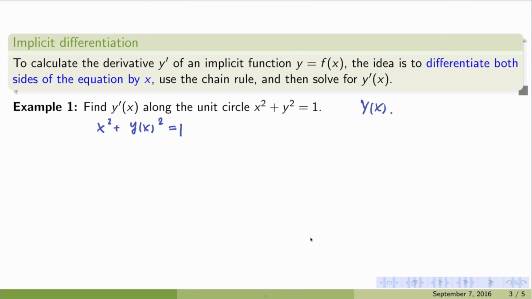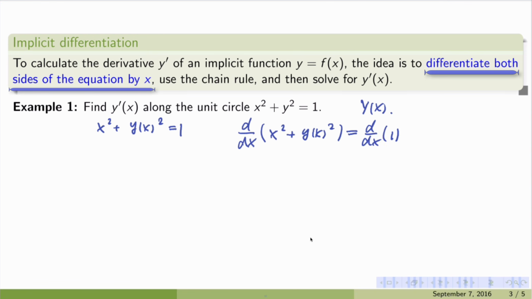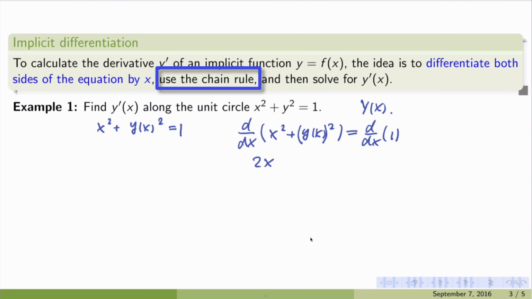And now it makes sense what I wrote up here in blue. So differentiate both sides of the equation by x. Let's do that. d dx x squared plus y squared equals d dx of 1. And then we use the differentiation rules which we know already. So for example, d dx of x squared is 2x. d dx of y of x squared, so to be very clear, maybe I put another bracket here. And then you see this is the chain rule.